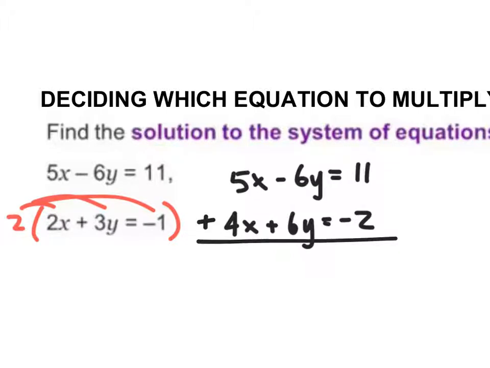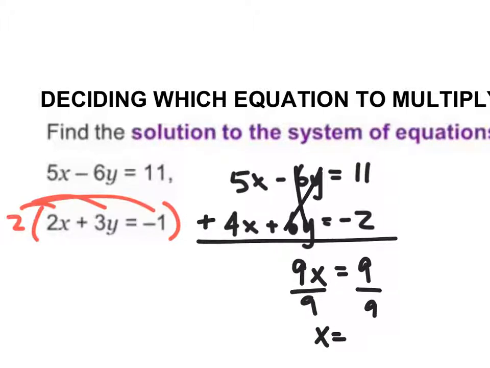My negative 6y and positive 6y cancel out to 0. So 5x plus 4x is going to give me 9x, and that's going to equal 11 minus 2, which is 9. Divide by 9, and I get that x is equal to 1, all right? So I have x equals 1.